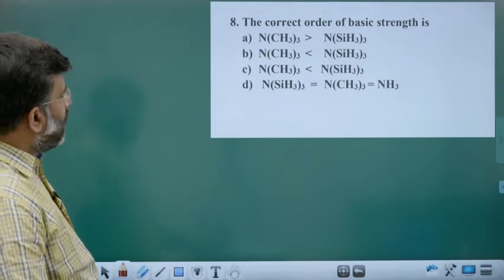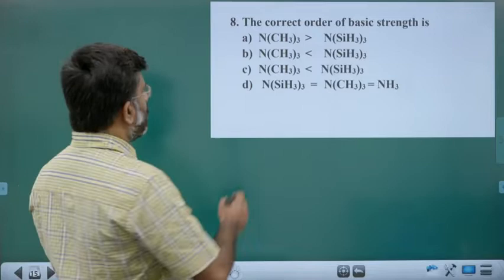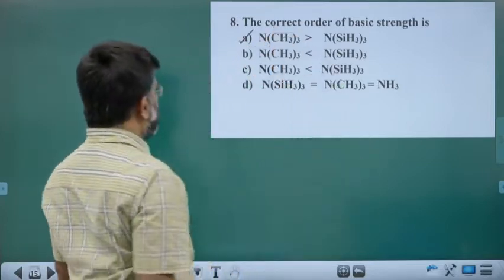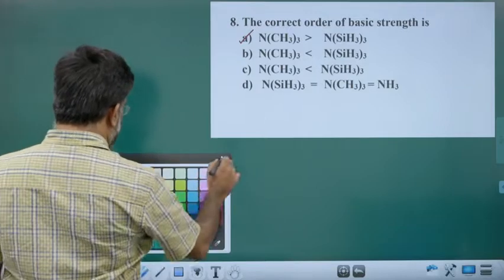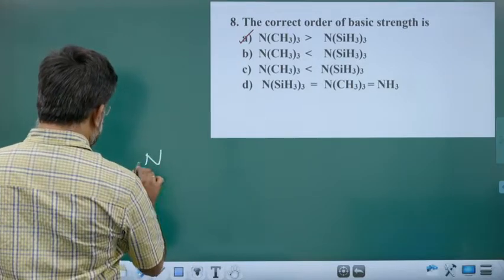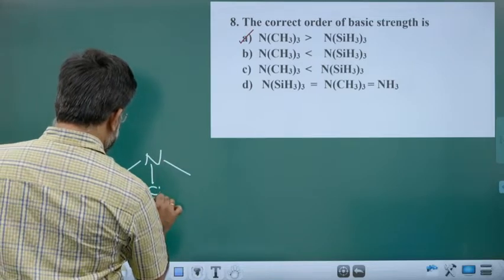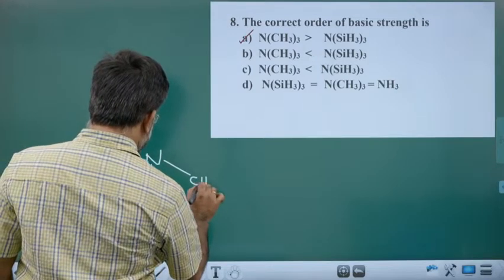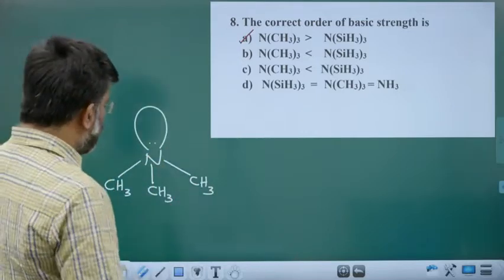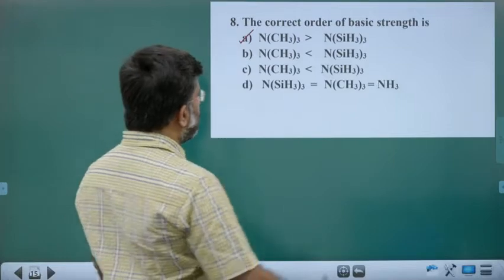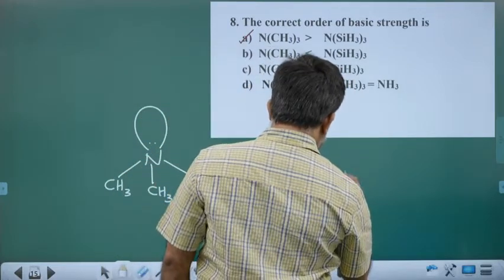Correct order of basic strength is, option A, N(SiH3)3 and trimethylamine. Trimethylamine is more basic. This is trimethylamine. There is a lone pair of electrons significantly available. But you see that in the case of the silyl amine, it is coming like this.